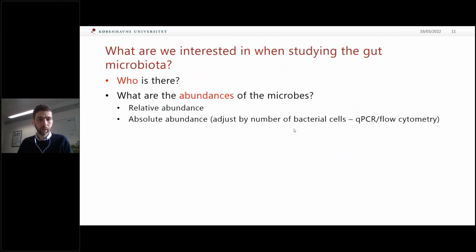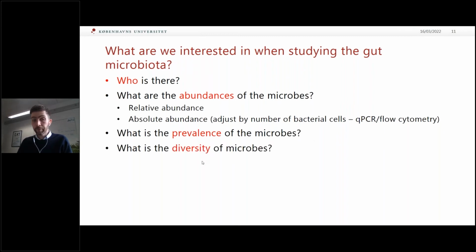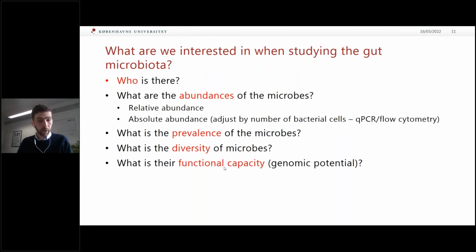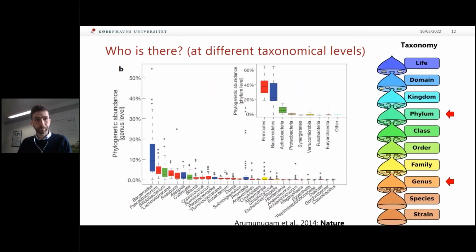stool sample. That can be measured either by qPCR or flow cytometry, where you basically count the number of cells. We can also ask what the prevalence of the microbes is, how many persons have this specific microbe, what the diversity of microbes is, so how many different ones, and also the distribution of the microbes, what the functional capacity is, and what the activity of the microbes is.